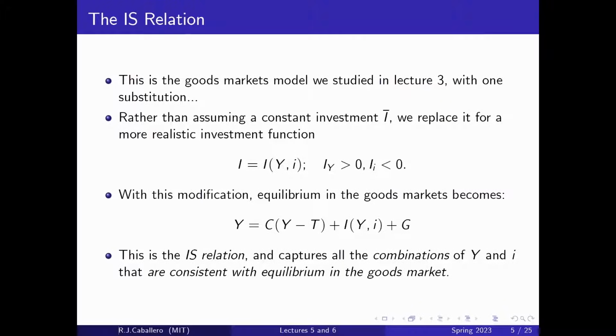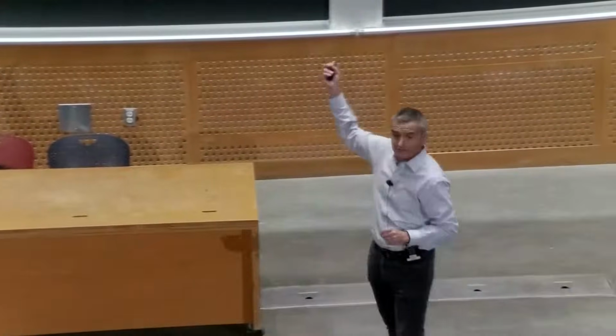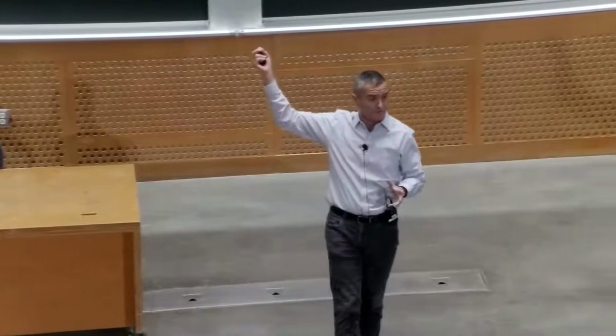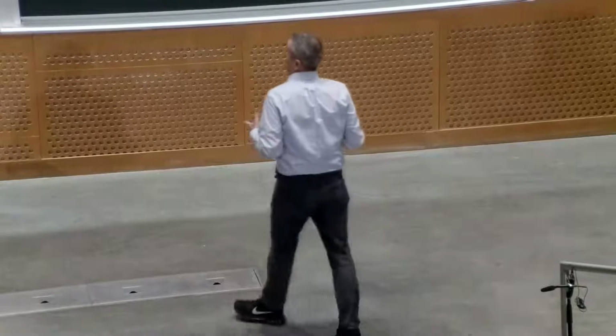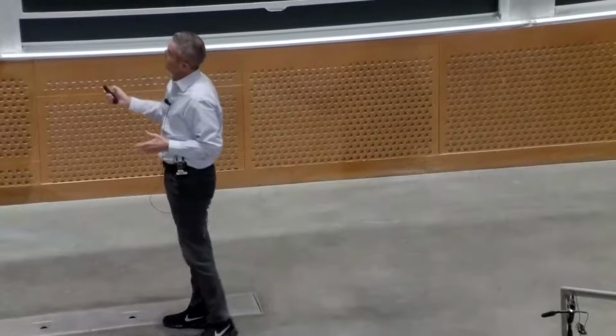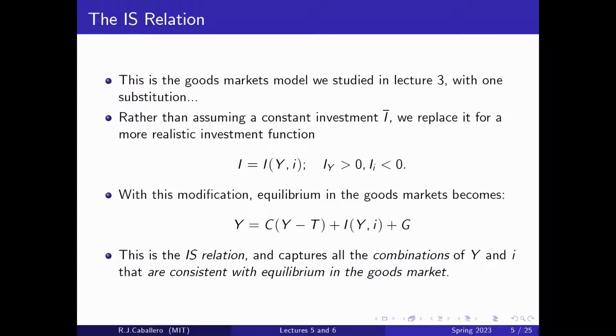What made this a little different from lecture 3 is that we also said the investment, real investment, remember this has nothing to do with financial investment, real investment is also a decreasing function of the interest rate, okay? And that led to the IS relationship, which essentially says the IS curve traces all the combinations of output and interest rate that are consistent with equilibrium in the goods market. That's the definition of the IS.